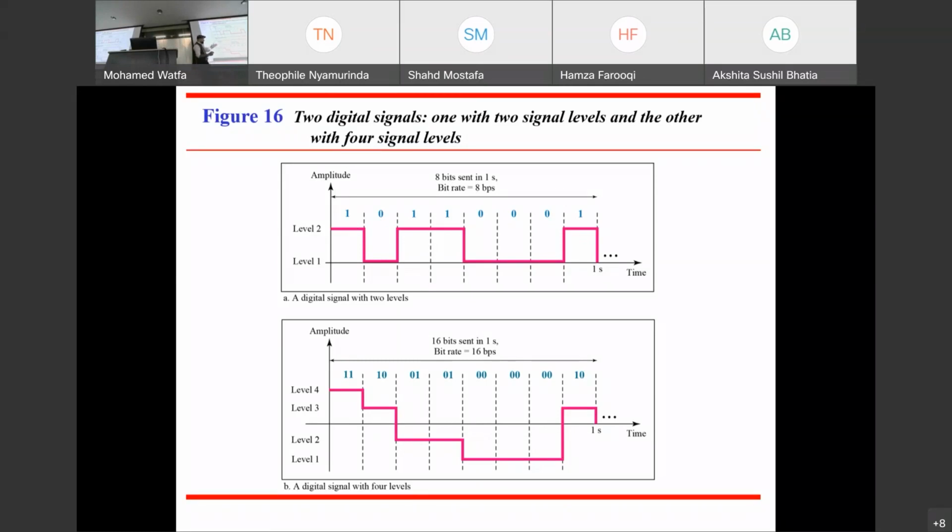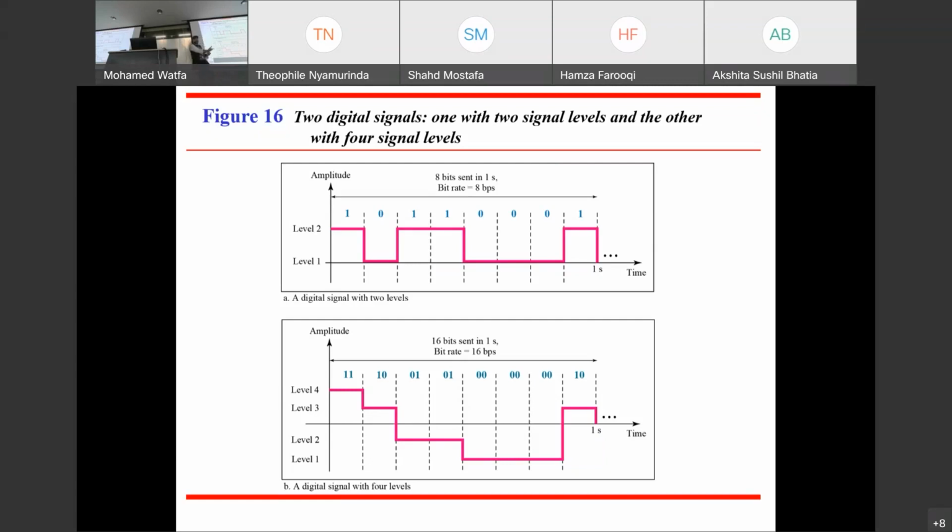But for you to understand, instead of using only 2 levels, we could encode more. Instead of sending 1 bit at a time, how many bits am I sending here? 2 bits at a time. Of course, that would make this faster, more or less double, because I'm sending 2 bits. So you can see now it's 16 bits per second. If I could send 4 bits in one signal, it makes it even faster. Does that make sense? So encoding depends on how many levels.